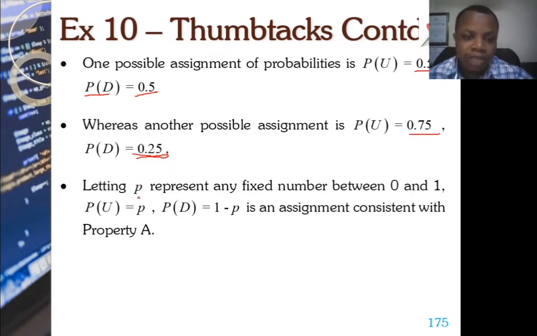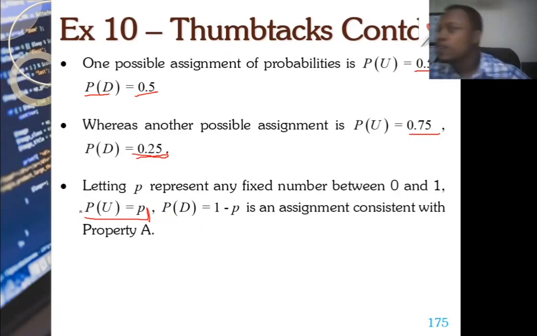Now, suppose that we let p represent any number between 0 and 1. That is, the probability of U will be equal to p, and the probability of D will be equal to 1 minus p. And remember, this satisfies axiom 1. Remember that if you are able to estimate one part, determining the other part is the same as 1 minus the first part, because all the probabilities should sum up to 1. So if you calculate the probability of one side to be p, then the other side, which is down, should be equal to 1 minus p. And this is consistent with the first property that we dealt with.